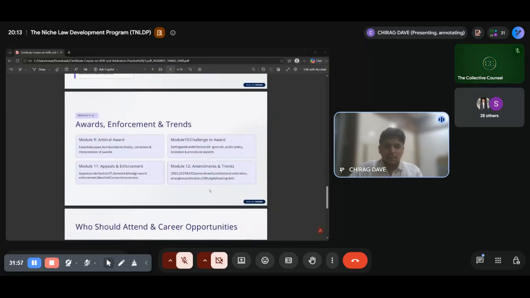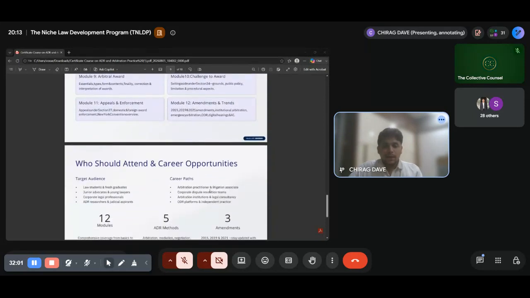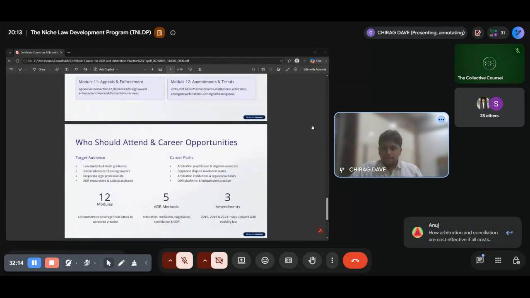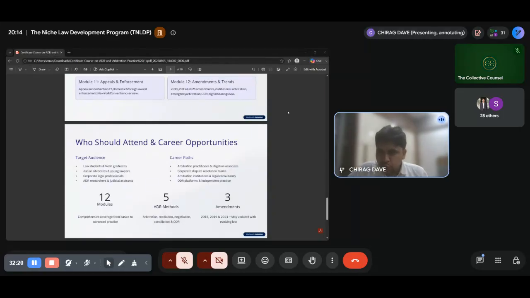Then the recent amendment that we have discussed already, how implications will be there. Now, yes, this is again very important. Who should attend and career options. There are a few questions in the chat box that I'll take up once I complete this module.